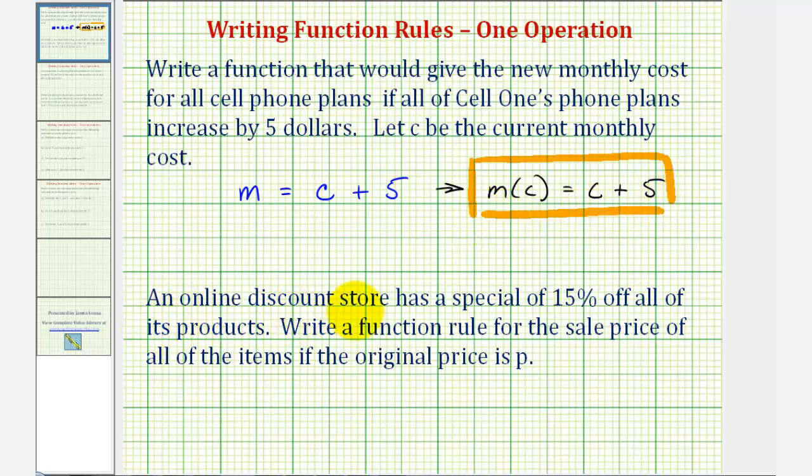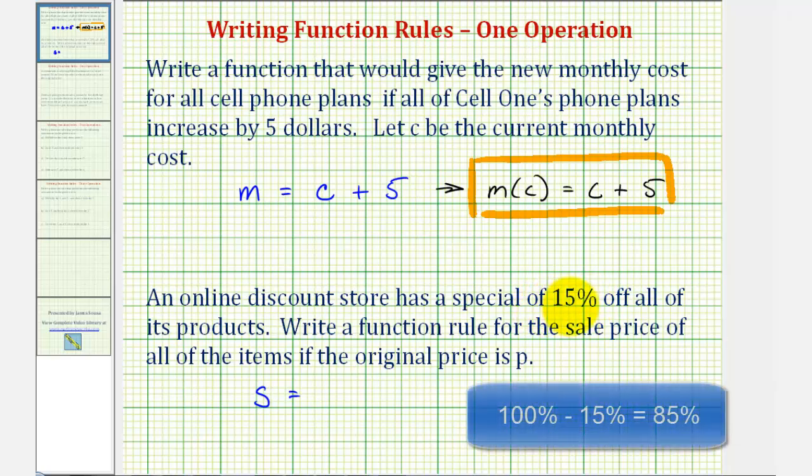Next, an online discount store has a special of 15% off all of its products. We want to write a function rule for the sale price of all the items if the original price is P. So if we let S equal the sale price, we can say that S is equal to, instead of calculating 15% and then subtracting, we should be able to recognize that we're going to pay 85% if there's a 15% discount. So the sale price would actually be 85% of the original price P.